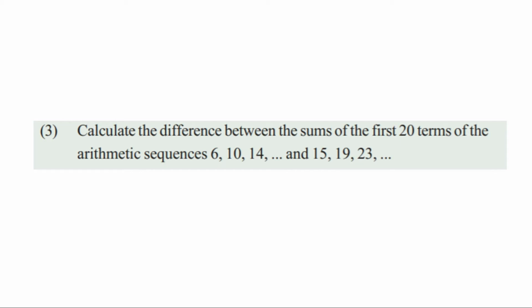Now the third problem: calculate the difference between the sums of the first 20 terms of the arithmetic sequences 6, 10, 14, etc. and 15, 19, 23, etc. There are two sequences here. What is the common difference of the first sequence? That is 4. And what is the common difference of the second sequence? That's also 4. So these are two sequences having the same common difference.